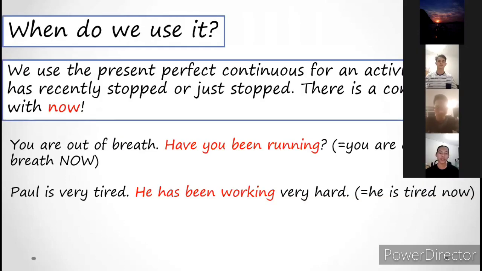When do we use the present perfect continuous tense? We use the present perfect continuous for an activity that has recently stopped or just stopped. There is a connection with now. For example, you are out of breath. Have you been running? The meaning is you are out of breath now. Paul is very tired. He has been working very hard. The meaning is he is tired now.